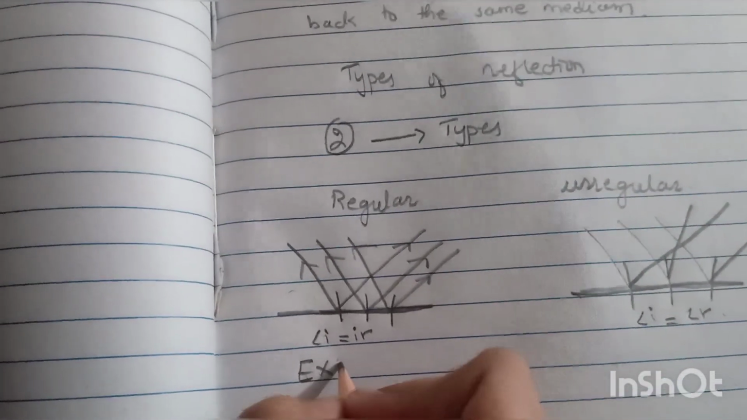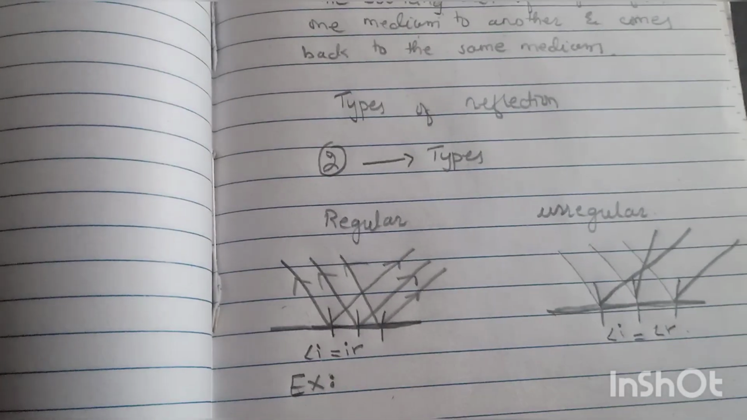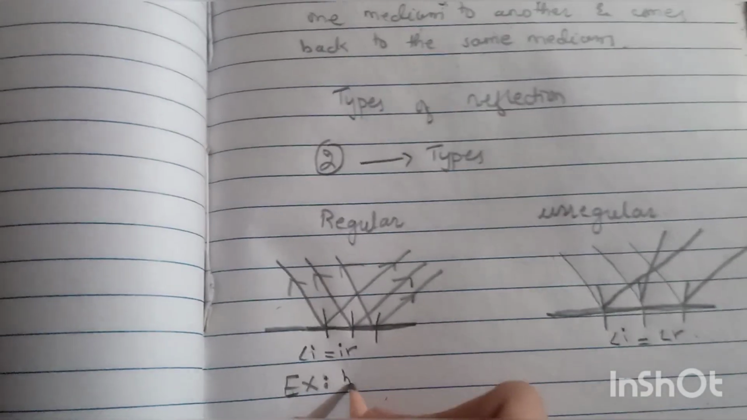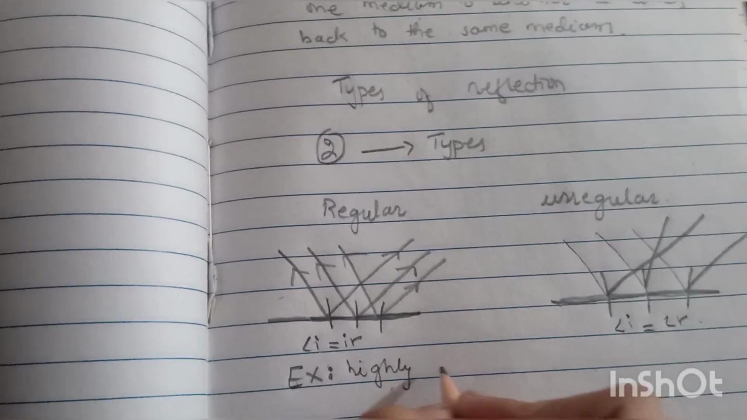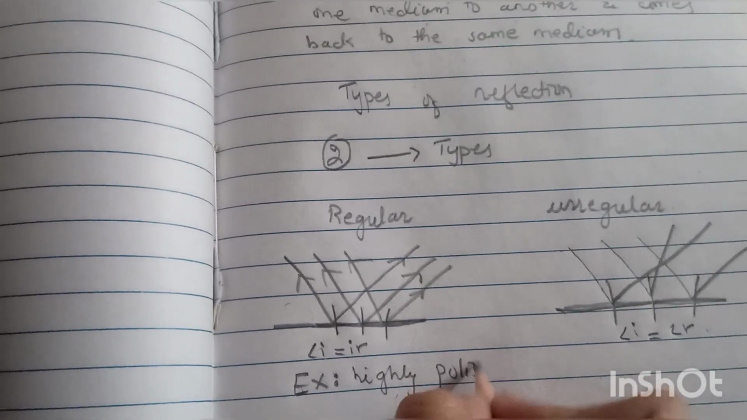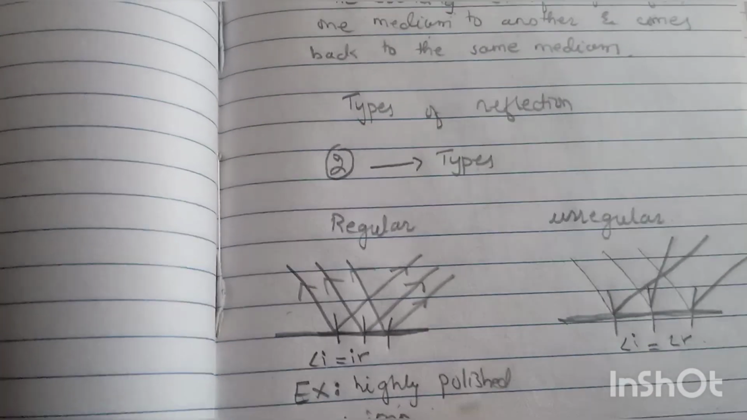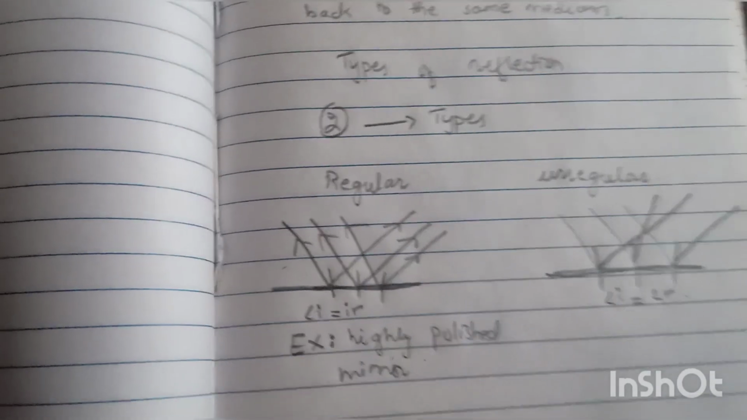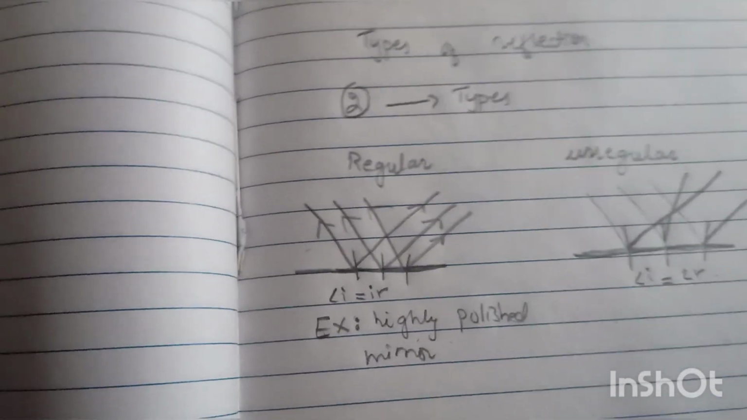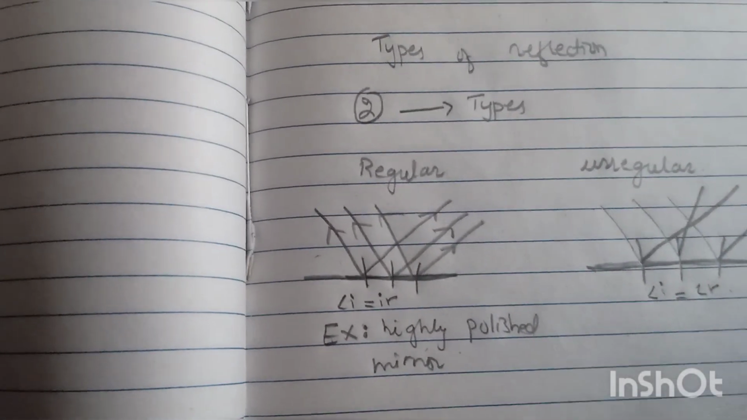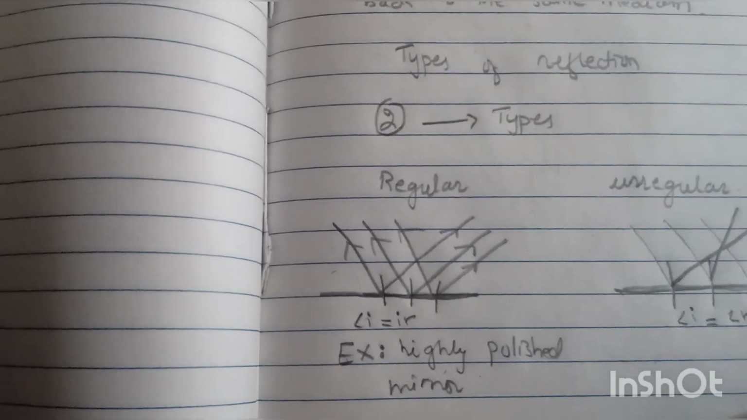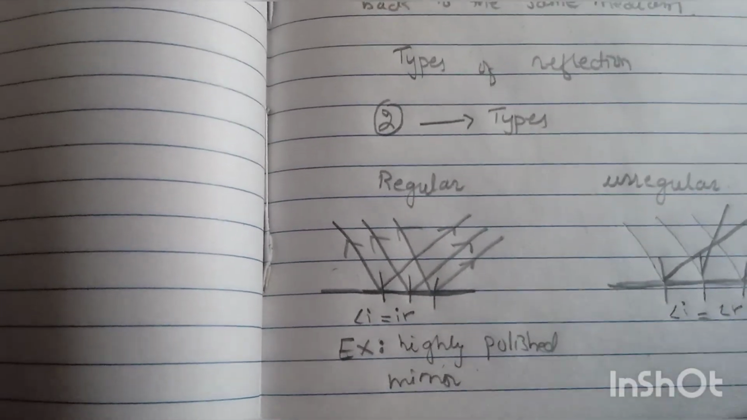The example for regular reflection is a highly polished mirror. For example, when you look at yourself in the mirror, you clearly see what you actually are. Of course, a little light is absorbed in the mirror, but almost all the light is reflected.